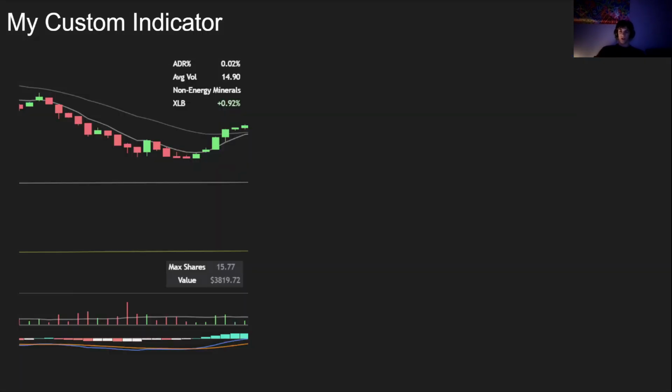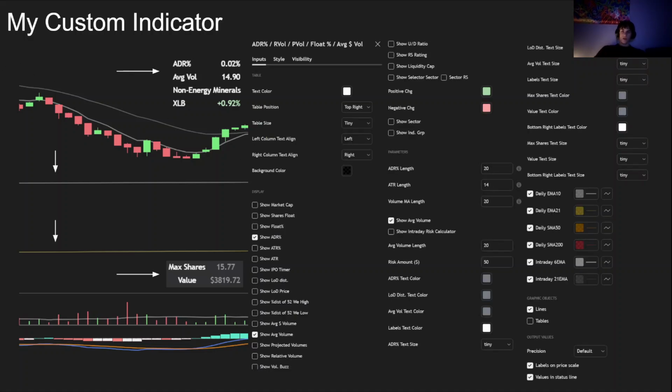So the custom indicator that I use adds these items to the chart. So that's going to be this data table up here, and this is entirely customizable. It adds the daily moving average lines, and then it adds a risk calculator, and then it adds all of the moving averages. So if you were to open this on your own chart and then go to the settings, this is what you'd see. This data table, I keep it very, very simple up here. I just have the average daily range, volume, sector, and then the sector ETF. But you could add all of these items in here, which is really cool.